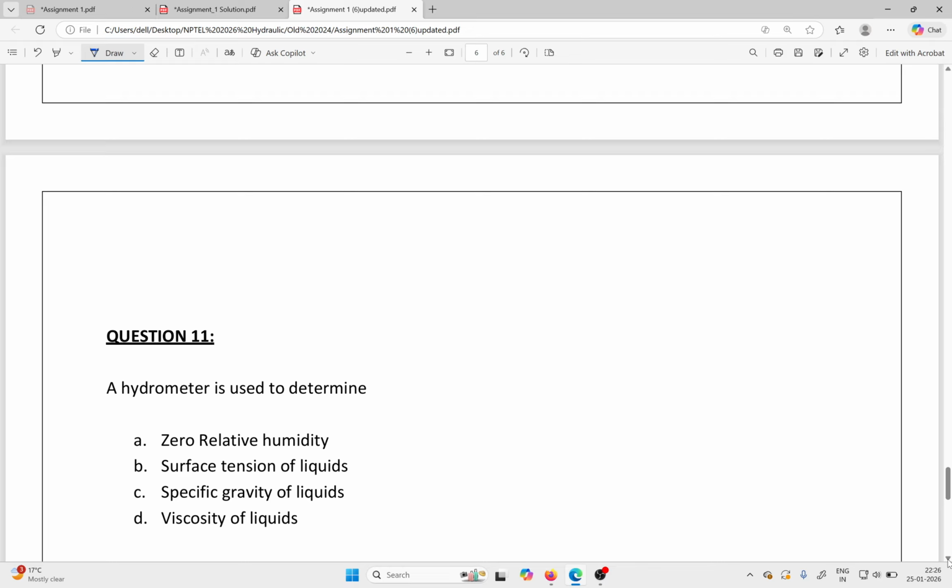A similar question, I think we have already solved. A hydrometer is used to determine relative humidity, surface tension of liquid, specific gravity of the liquid, or viscosity of the liquid. We have already solved this as question number 11. Option C is correct.